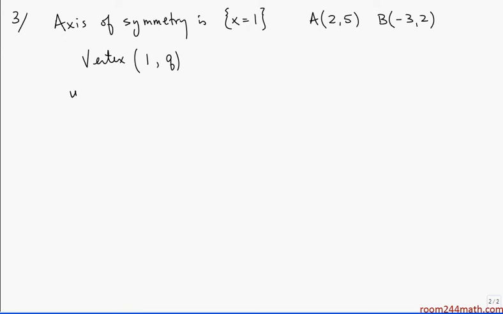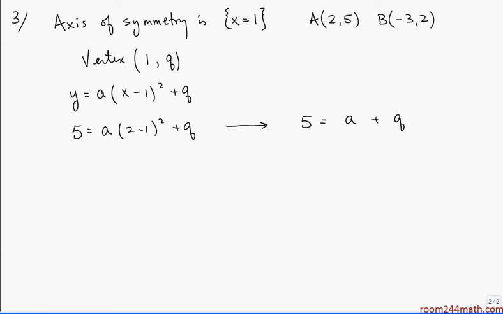Well, we can start writing the equation of the parabola just like we did before, except we can only fill in one of the two, p and q. So we've got y = a(x - 1) squared plus q. Alright, so let's take both of those points and plug them in one at a time. We'll plug in point A first. 5 is equal to a times (2 - 1) squared plus q. Now if I simplify that equation, I get 5 is equal to simply a plus q.